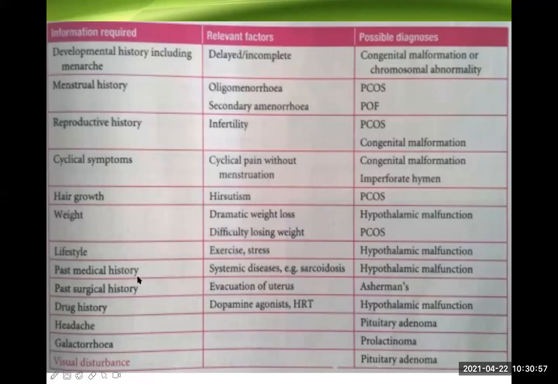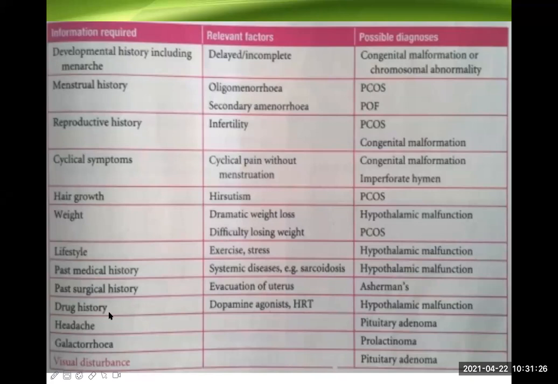Ask about the past medical history, like some systemic disease in the past. One of the examples is sarcoidosis. It is known as neurosarcoidosis if it affects the brain. Past surgical history should be asked, like whether any surgery was done in the uterus or not. That can result in Asherman syndrome. Asherman syndrome is adhesion developing inside the uterine cavity.